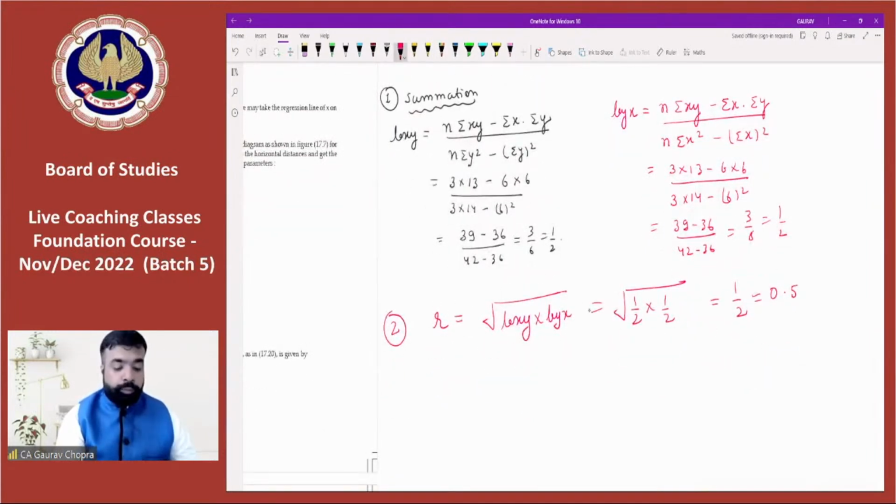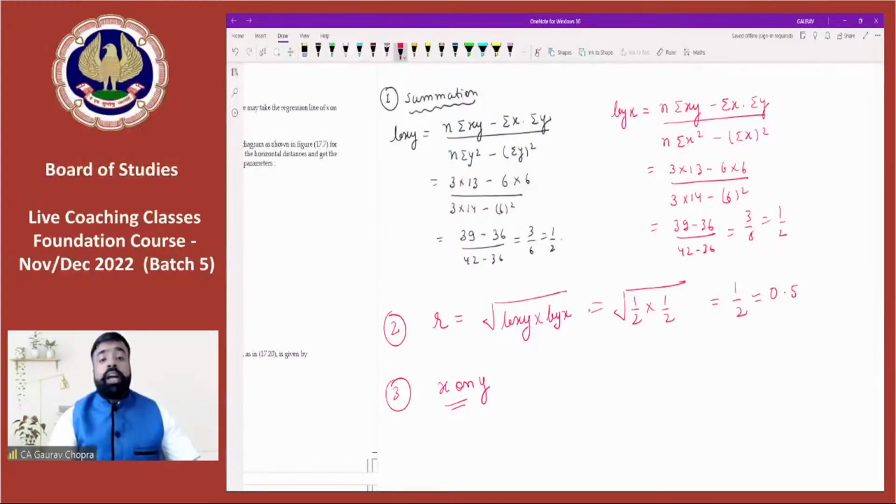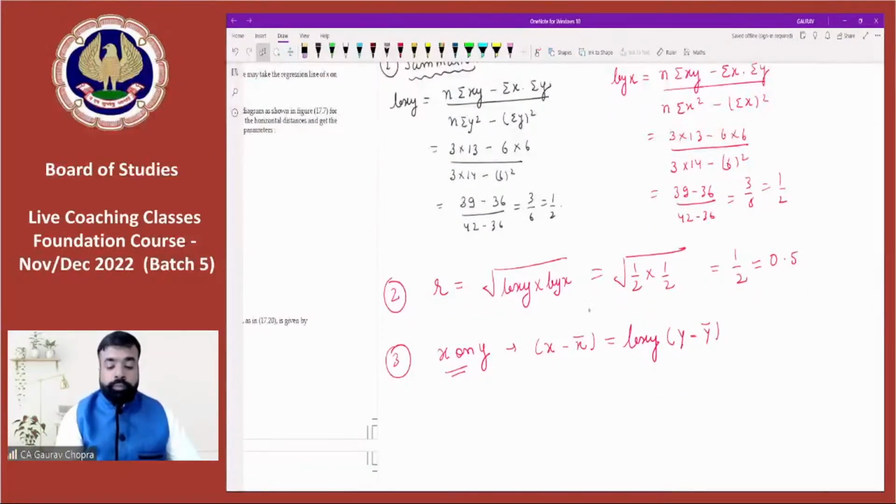Now the third one. Form equation x on y. This time we have to form equation x on y. So what is the formula for x on y? x minus x bar equal to bxy into y minus y bar. This is the formula. Now we have to put the values.